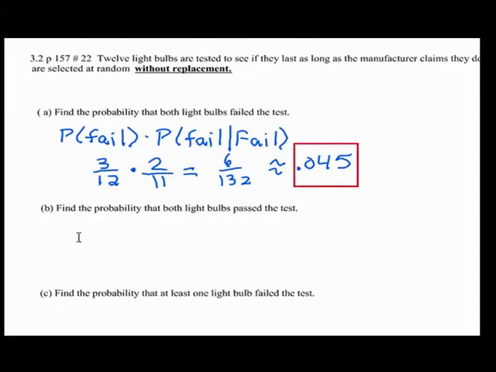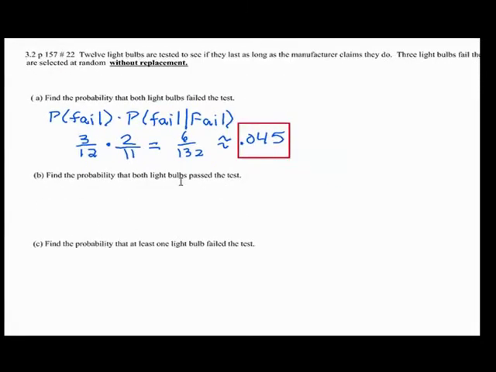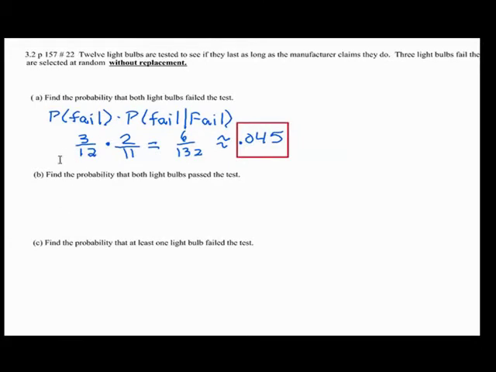For Part B, we want to find the probability that both light bulbs pass the test. And so for this problem up here, we had an N of 12, which was the total number of light bulbs we had, and our fail was 3. Well, if we have 3 light bulbs that fail, then the number of light bulbs that pass the test, because it's either failing or passing, is going to be 12 take away 3, which is going to be 9.